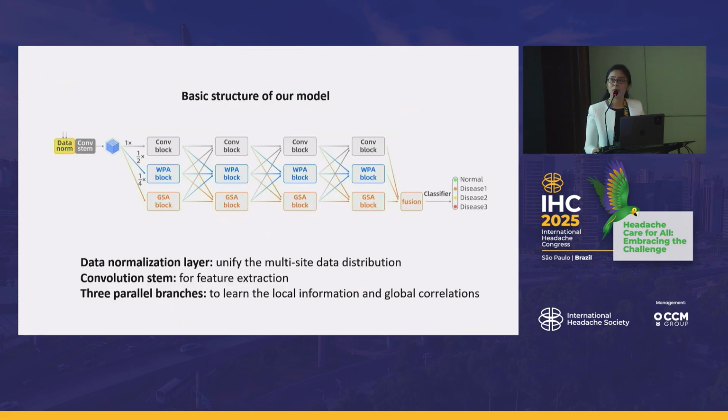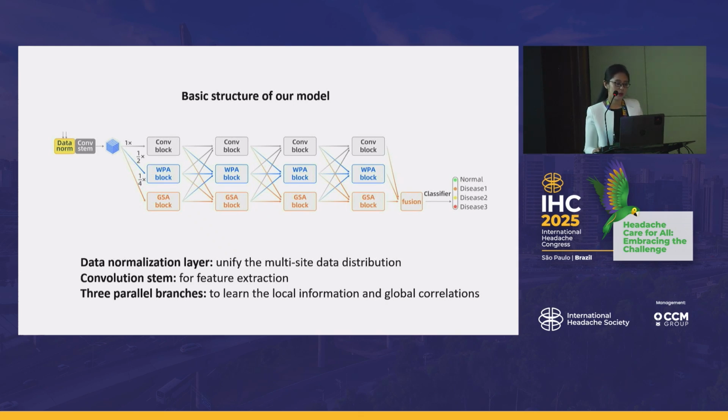So this is the basic structure of our model. It consists of three branches. Firstly, we have a data normalization layer. It can unify the data from multi-site and unify their distribution. And secondly, we have a convolution stem, and it's for feature extraction from the fMRI volumes.